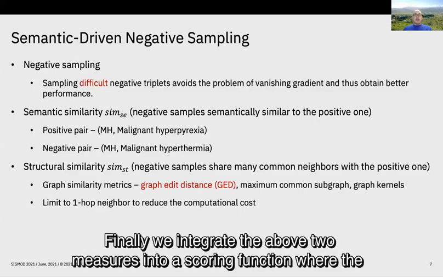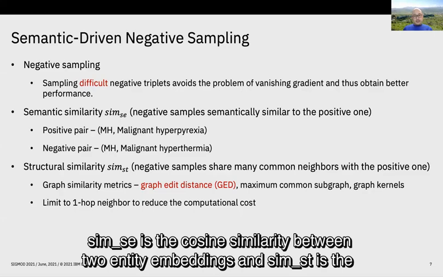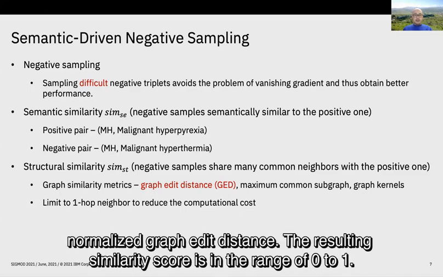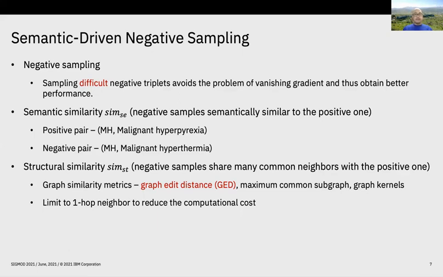Finally, we integrate the above two measures into a scoring function, where sim_SE is the cosine similarity between two entity embeddings, and sim_ST is the normalized graph edit distance. The resulting similarity score is in the range of 0 to 1.